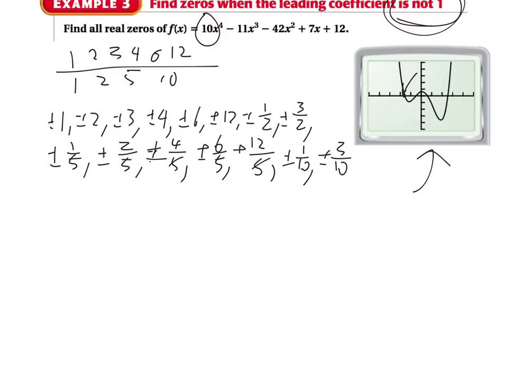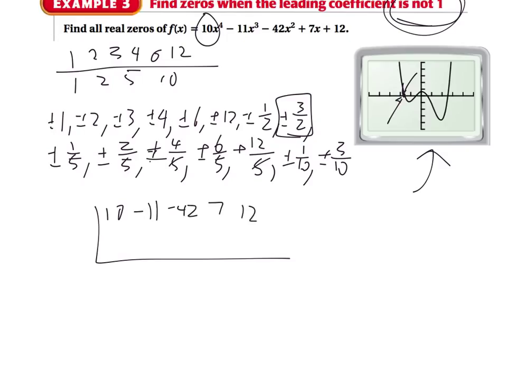Again, zeros are the same as the x-intercept. So if they tell you that this is a graph of the function, we can estimate that this point looks like it would be something like negative 3 over 2, which is one of our possible zeros. So let's go ahead and try it. So 10, negative 11, negative 42, 7, 12, and we're going to try negative 3 halves.